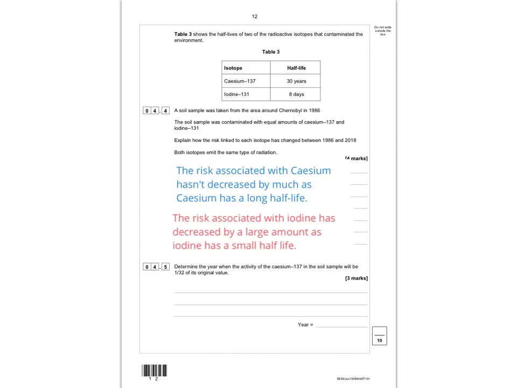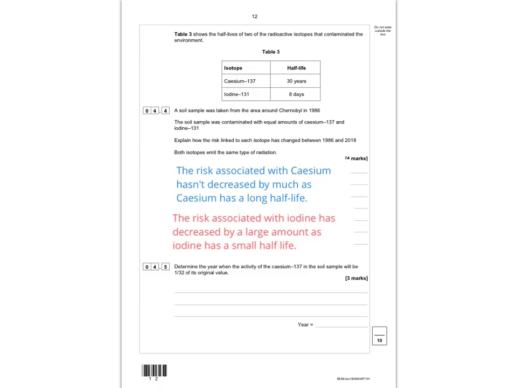Now, the second set of marks is for saying that the risk associated with iodine has decreased by a large amount, and that is due to the small half-life of iodine. Iodine has a half-life of 8 days, so you can imagine it's gone through very many half-lives over the years between 1986 and 2018, and therefore the risk associated with that has decreased significantly.